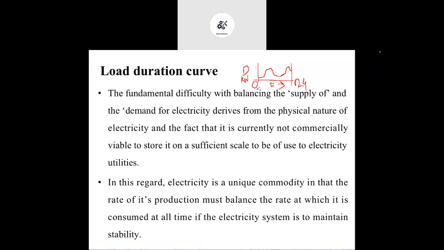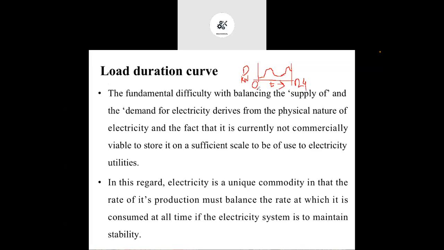So this particular graph is the demand graph, where we can see the demand load curve from that particular consumer. This particular graph, or this particular diagram, is called a load duration curve, or simply a load curve.